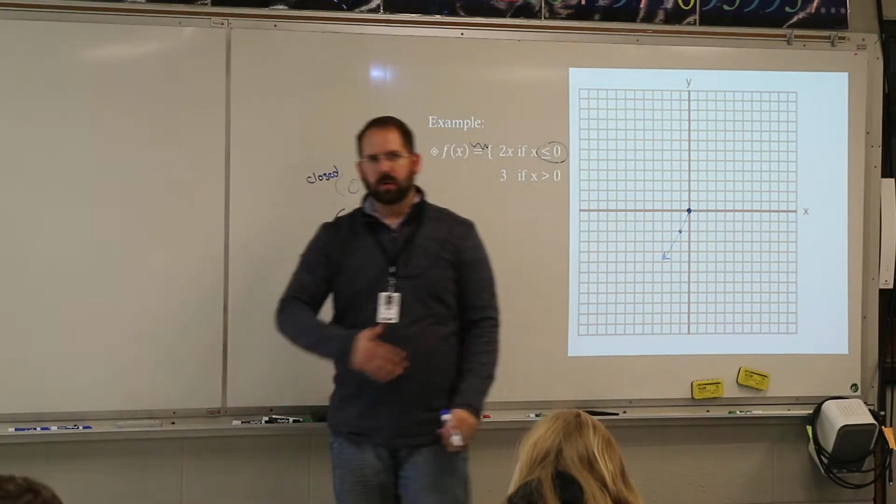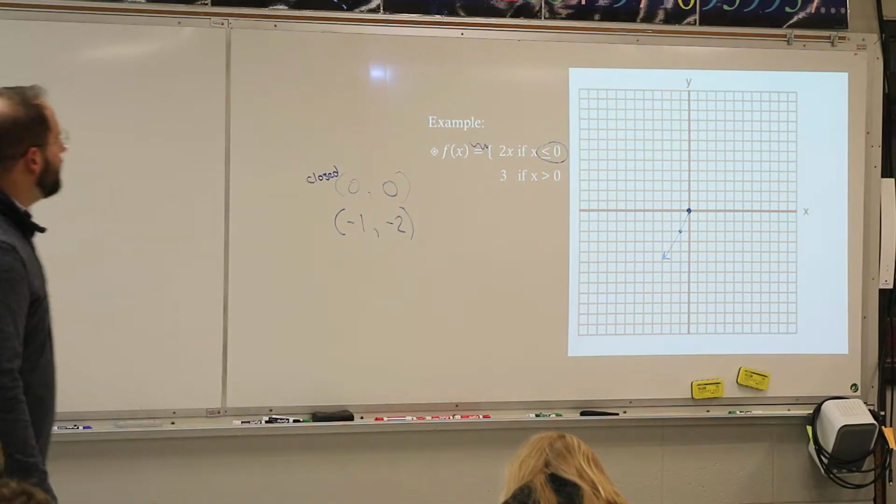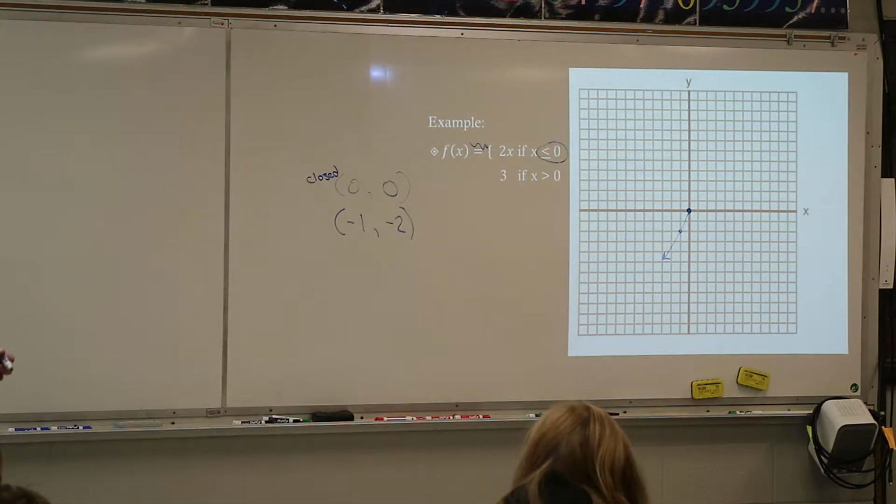I can use all the numbers less than 0, so I can use all the ones to the left. Okay, does that make sense, the first graph? Trying to be as easy as possible.